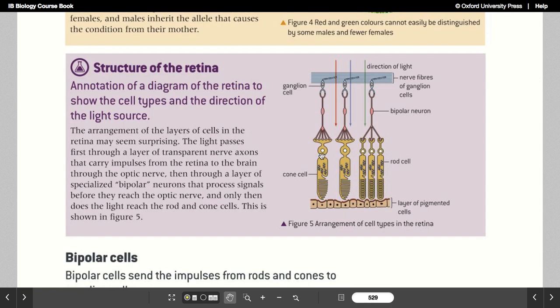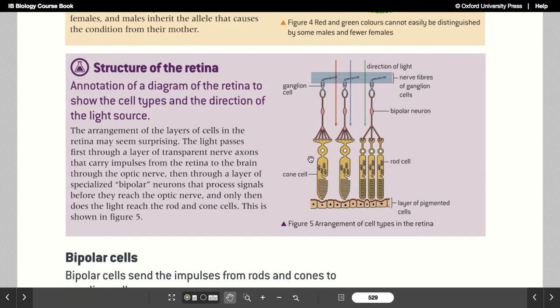So cones have 1 bipolar neuron, and rods share a bipolar neuron. But you definitely should know that cones do color and bright light reception, and rods do dim light and black, white, and grays. The bipolar neurons then go over to the ganglion cells, and the ganglion cells all connect together to make one big cord, which forms the optic nerve, the thing that exits through the back of your eye. Because the optic nerve exits through the back of your eye, you have a blind spot.